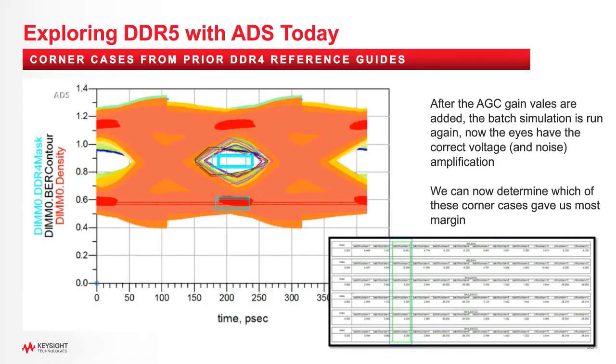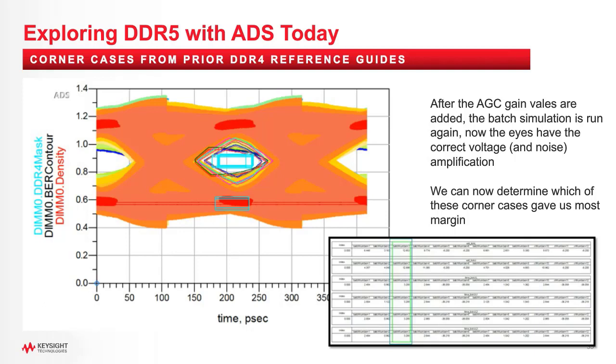The results of the batch simulation show that out of the 12 corner cases that are run, there are actually 5 of them that have significant margin to the mask. The reason is that the DFE is actually able to clear up much of the intersymbol interference in the channel, even at such a high speed as 4800. So this gives us very good information about what to look for and what some of the constraints might be that we put into our server design as we're designing for those really fast speeds.